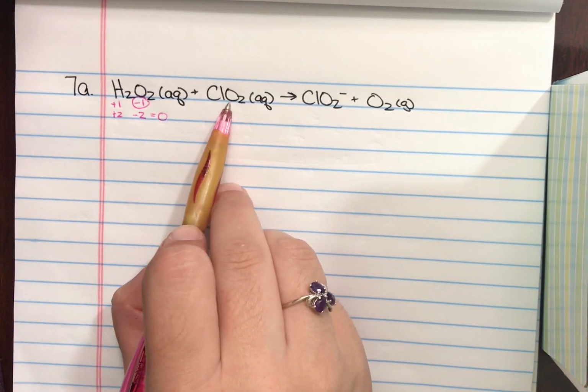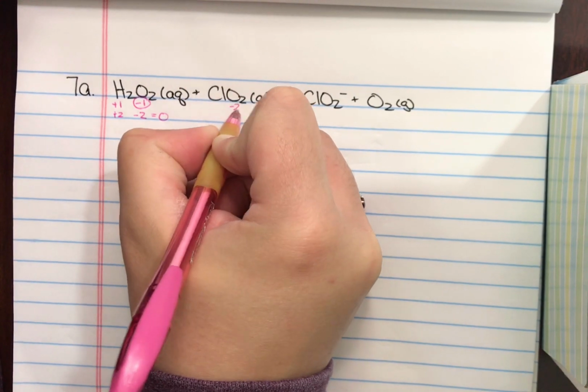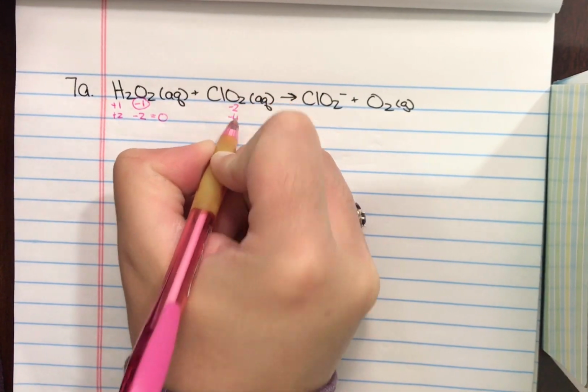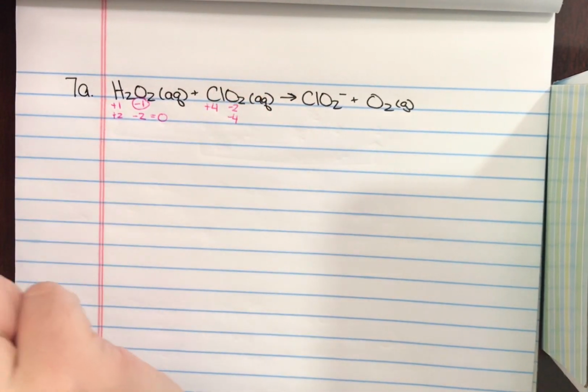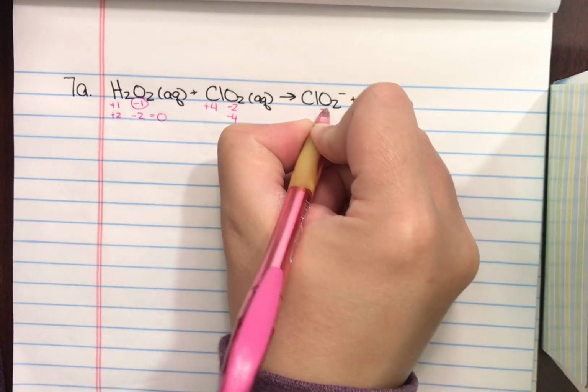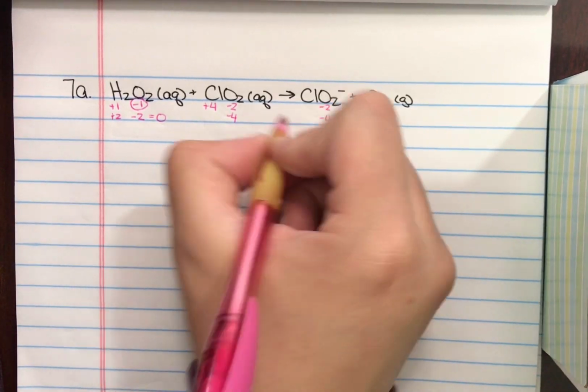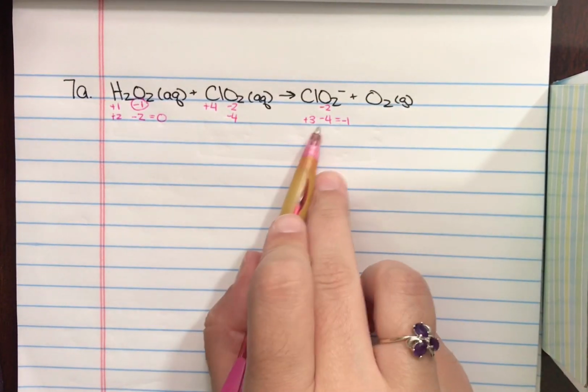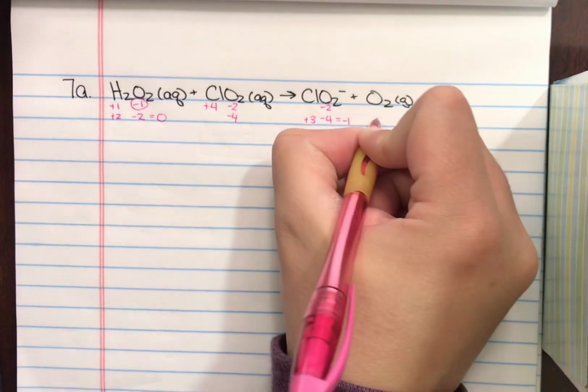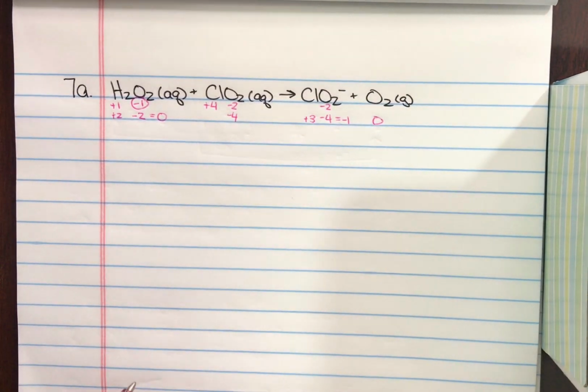So let's keep looking. Oxygen, we're going to do first, so that's -2. We have 2 of them, so we're at -4, so this chlorine must be +4. Once again, over here, this is -2. We got 2, -4. Overall, it has to equal -1, so this chlorine must be a +3. This oxygen is going to be 0, right? It's a standard free element.